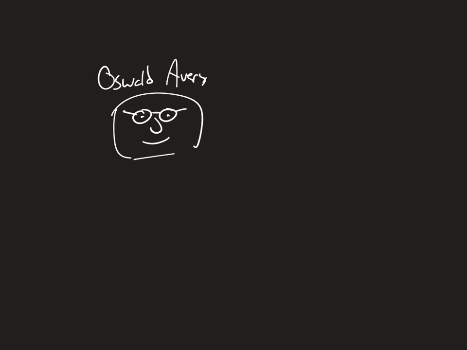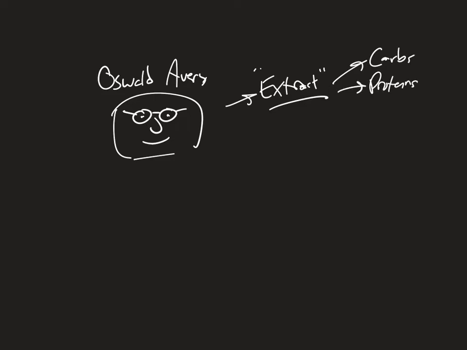And Oswald Avery was a scientist who wanted to sort of further the work that Griffith was doing. So what he did is, instead of using actual bacteria, he used an extract of bacteria, which basically meant you take the bacterium and you break it up into its biomolecules that we learned earlier this year. So carbs, proteins, lipids, and this thing that was kind of new in 1944 called nucleic acids that nobody really understood just yet.